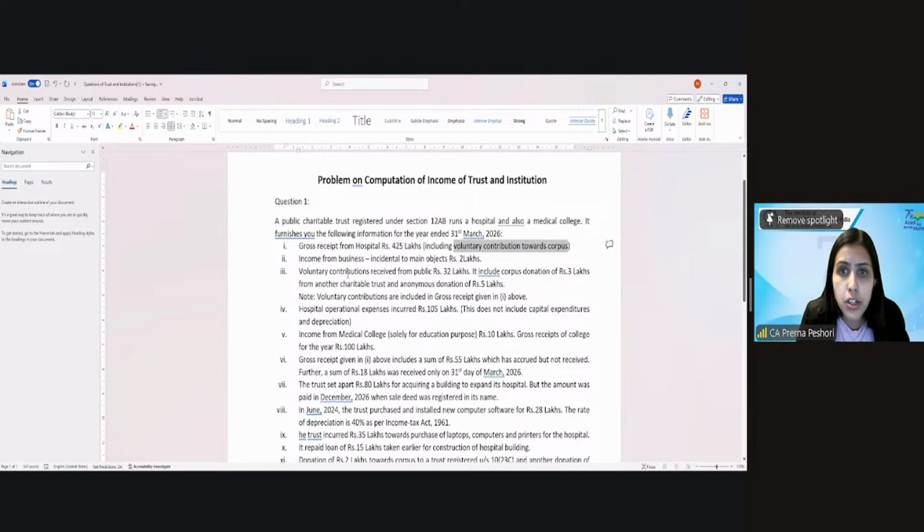Now, voluntary contributions are given from public rupees 32 lakh. It includes the corpus donation of 3 lakh from another charitable trust and anonymous donation of 5 lakh. Note, voluntary contributions are included in the gross receipt given in 1 above. So, how will you start with it?